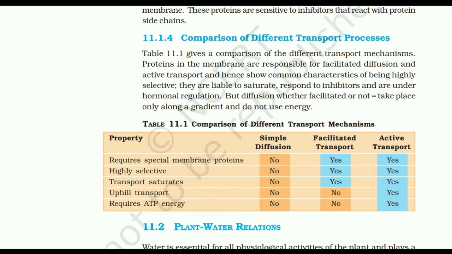11.1.4 Comparison of different transport processes. Table 11.1 gives a comparison of the different transport mechanisms. Proteins in the membrane are responsible for facilitated diffusion and active transport, hence show common characteristics of being highly selective. They are liable to saturate, respond to inhibitors, and are under hormonal regulation. But diffusion, whether facilitated or not, takes place only along a concentration gradient and does not use energy.